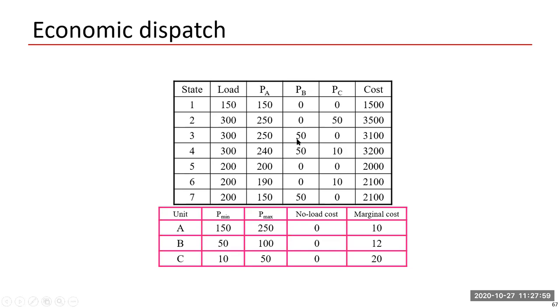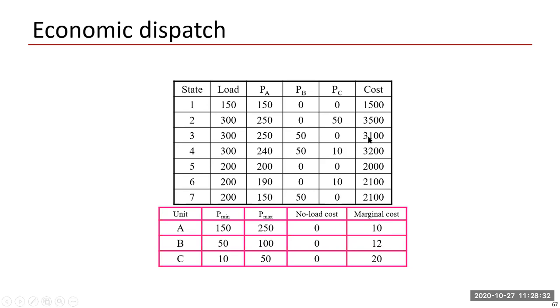Because if B unit's minimum was anything higher than 50, then I can't take 250 for unit A. So I have to reduce this, and I have to set this one at its minimum and take the remaining from this unit. Okay, so in that case, if the minimum of unit B were 70, then I would have arranged this in such a way: 230 here and 70 here. And correspondingly, I would have to calculate the cost.